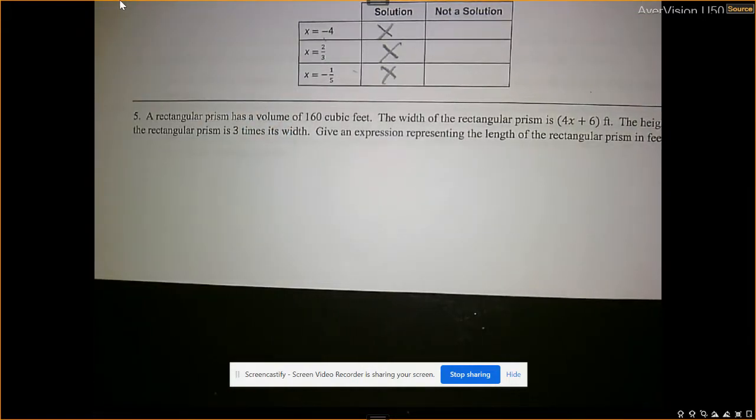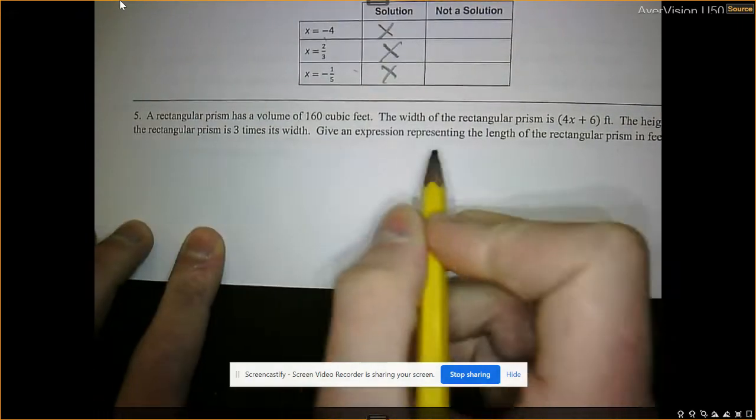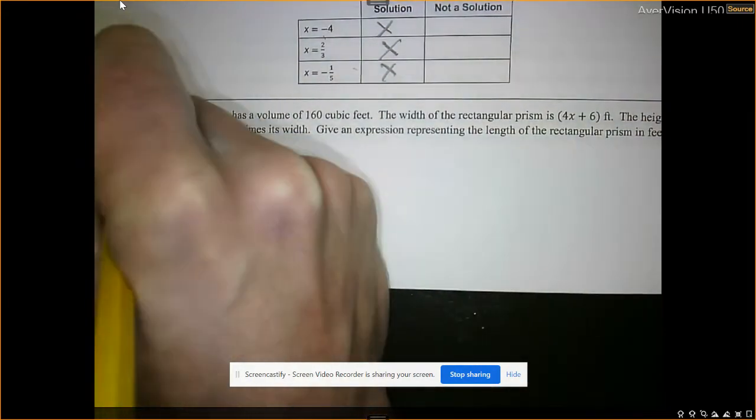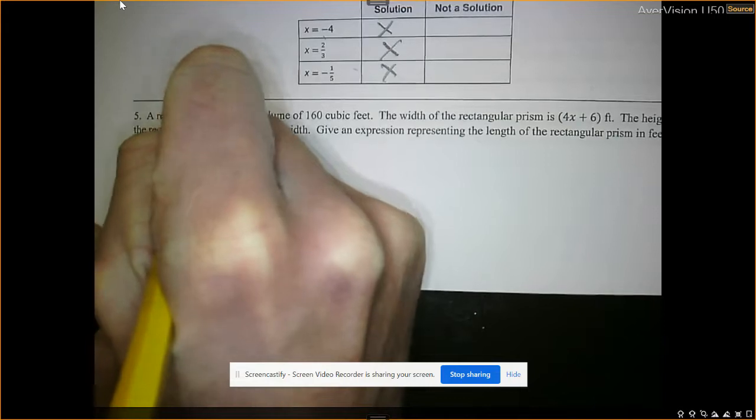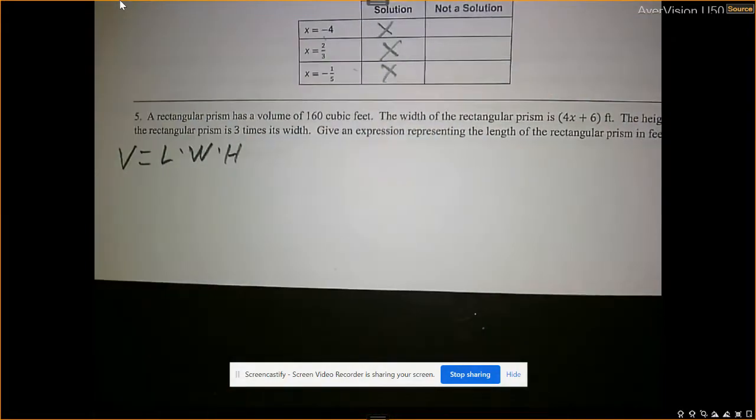Okay, number 5. Here is your problem. Well, if we're talking about volume, volume equals length times width times height.